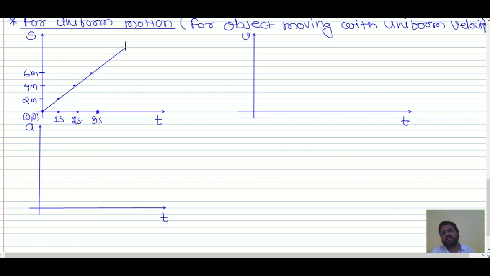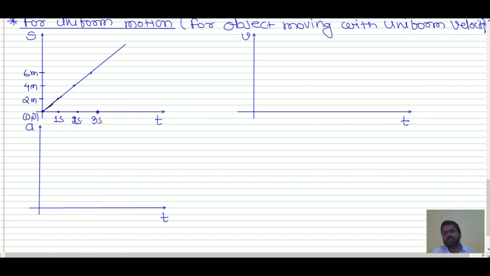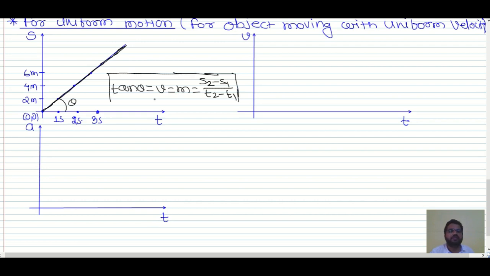So if I just draw the line at these 3 points, then the line will be a straight line, and which is passing through what? It is passing through origin, as you can see over here. The slope of this line, this tan theta, will indicate the velocity, that is m, which is equal to s2 minus s1 divided by t2 minus t1, change in position by change in time. So this is the displacement time graph we have.